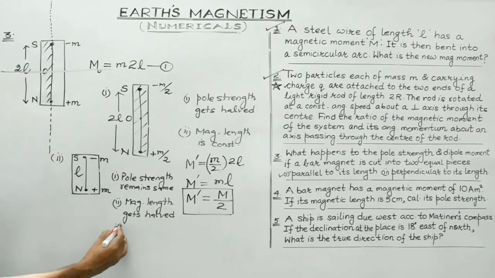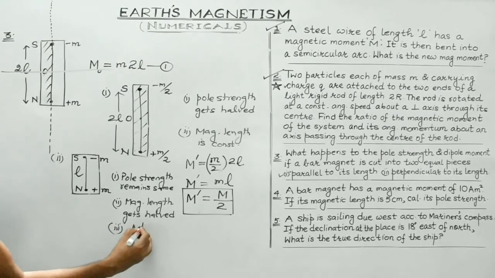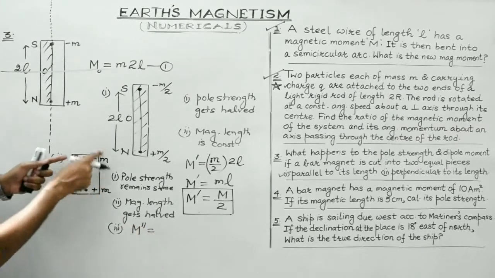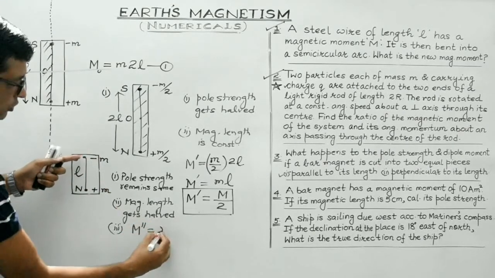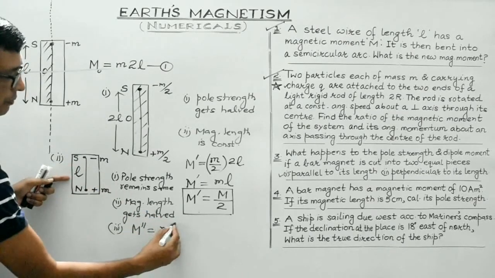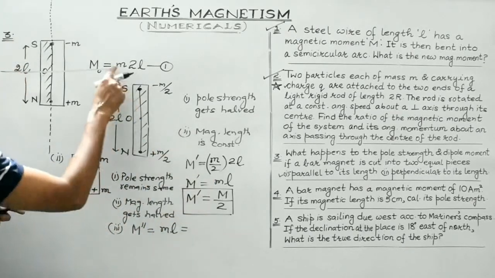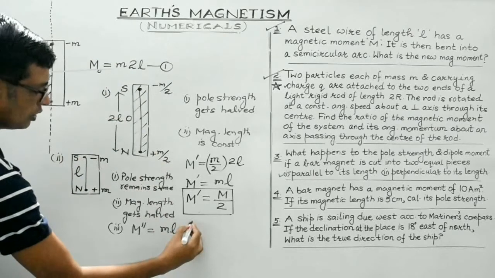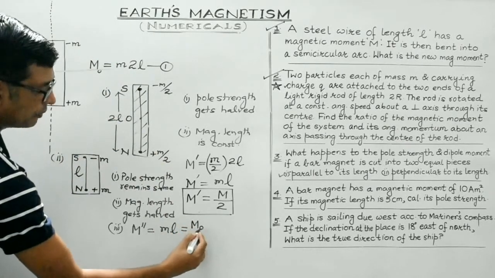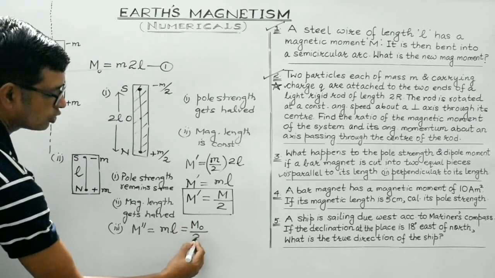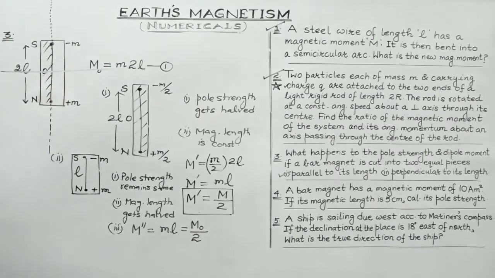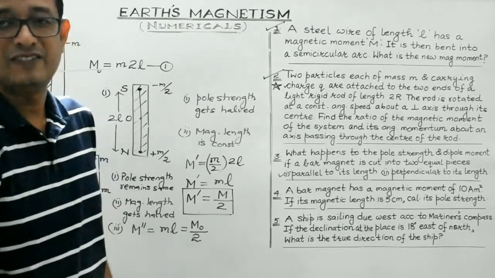Now, third, magnetic moment. Suppose it is m double dash. It will be the product of the magnitude of either of the pole strengths multiplied by the distance between them. So it is again equal to ml. So it will be m naught by 2. So the magnetic moment or the dipole moment also becomes half. I think it's pretty clear.